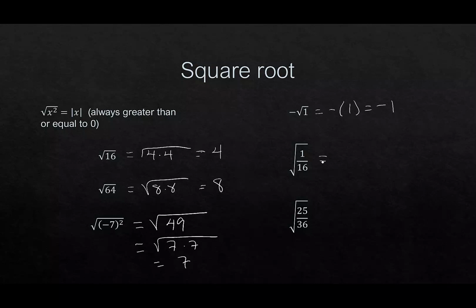When I have the square root of a fraction, I can think of the square root of the numerator over the square root of the denominator. The square root of 1 is 1, the square root of 16 is 4, so my overall answer is 1/4. I think the same thing when I get to the square root of 25 over 36. I take the square root of 25, and then I separately take the square root of 36. Square root of 25 is 5, square root of 36 is 6.